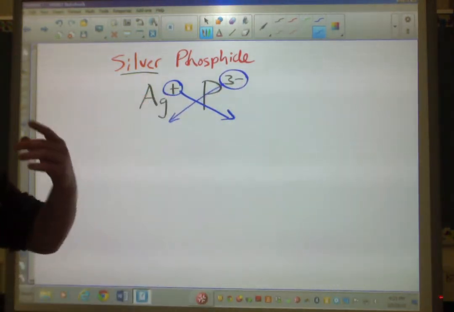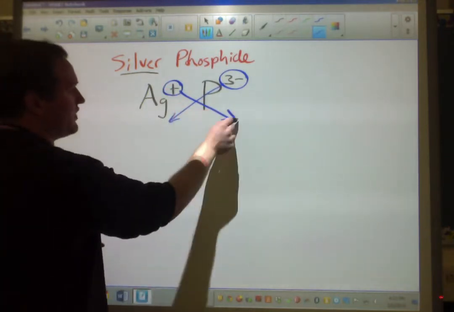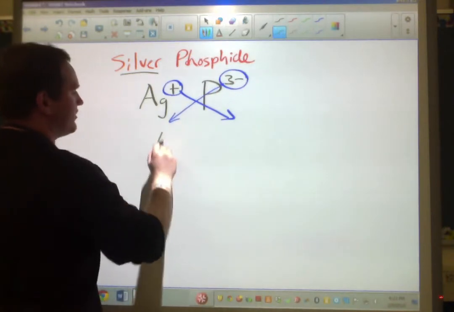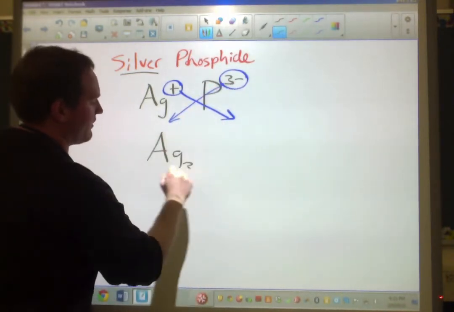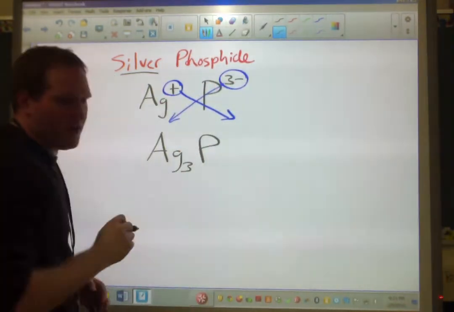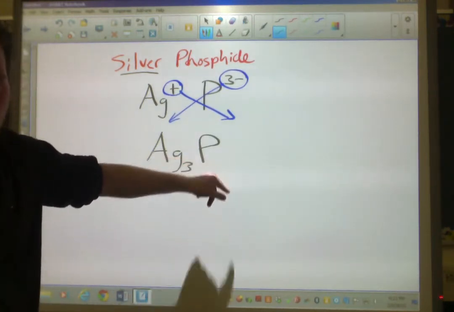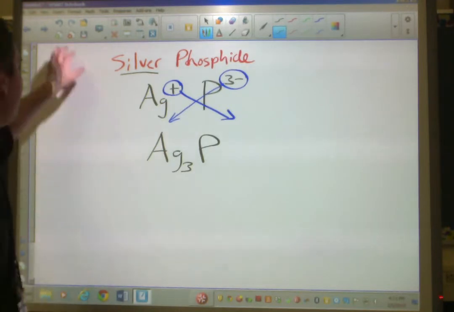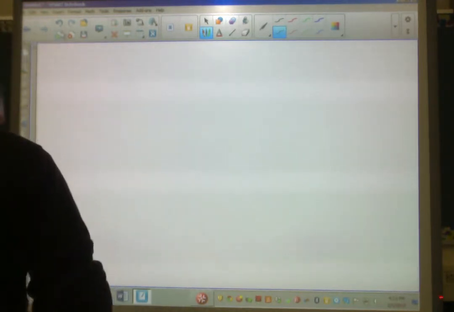So the plus means plus 1. So we assume that's a 1 and it goes down here. This 3 goes down here. What I end up with is Ag3P. So we don't write the 1 there, but there is a 1 there. So this would be silver phosphide. Let's do another example.